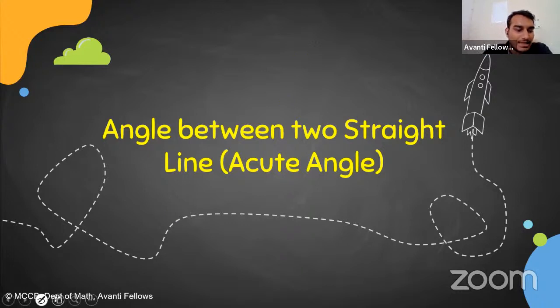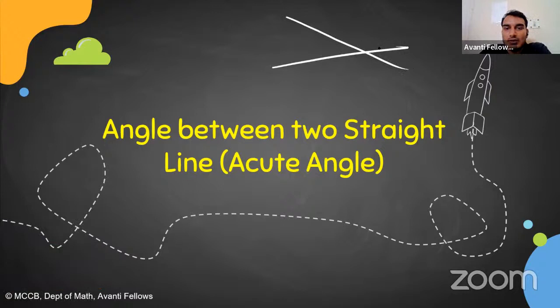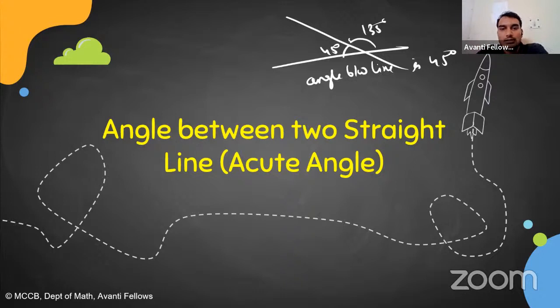Let's say two lines are intersecting. Let's say one angle is 135 degrees and the other angle is 45 degrees. Then I will say the angle between the lines is 45 degrees. If somebody is asking us to find the angle between the lines, then by default we will tell the acute angle. If they are asking for the obtuse angle, first find the acute angle and then subtract it from 180 degrees. You will get your obtuse angle. Clear? We are interested in the acute angle only.